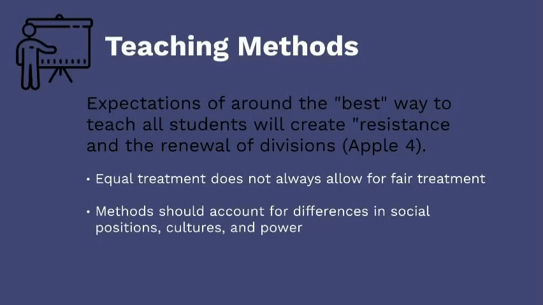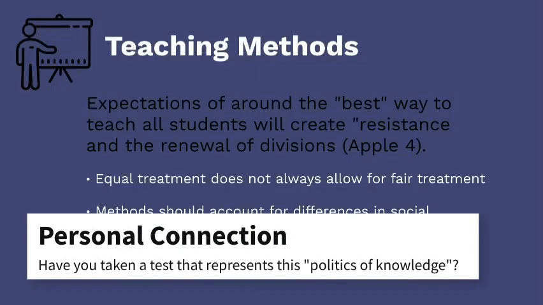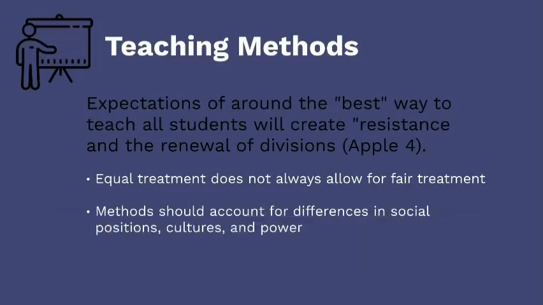Apple thinks this is problematic, as it's promoting a particular view of the best way to teach and the best way to learn. Instead, he argues that the methods a teacher uses should account for the differences in their students and the context in which they're teaching. That is, my teaching methods need to be responsive to the social realities of my students and myself, of the cultures that they represent, and the power dynamics that exist within the society and community around me, as well as in the school itself.